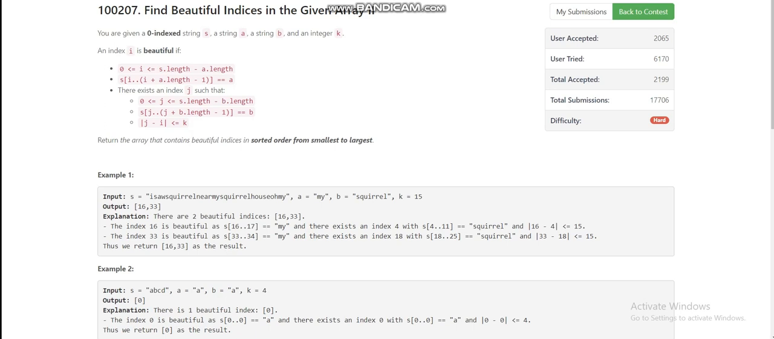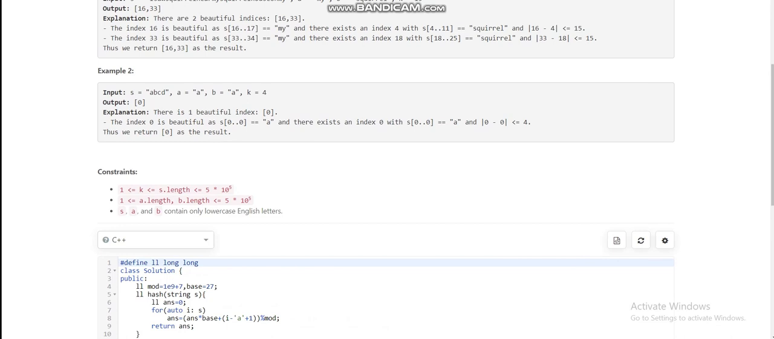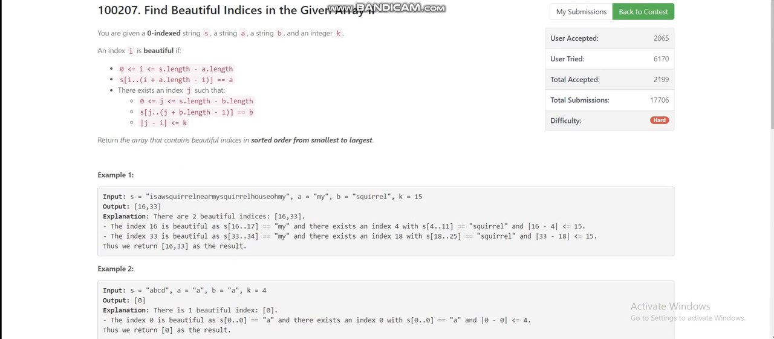Hello everyone. Today we are going to discuss the fourth problem of LeetCode Weekly Contest 380, which is Find Beautiful Indices in the Given Array 2. The second problem is also the same, but the constraints are different. Here you can see the constraint on the length of s is 5 into 10 to the power 5, and the constraint on the length of a and b is 5 into 10 to the power 5. But for the second problem, the constraint on the length of a and b is quite less, like 10 or something.